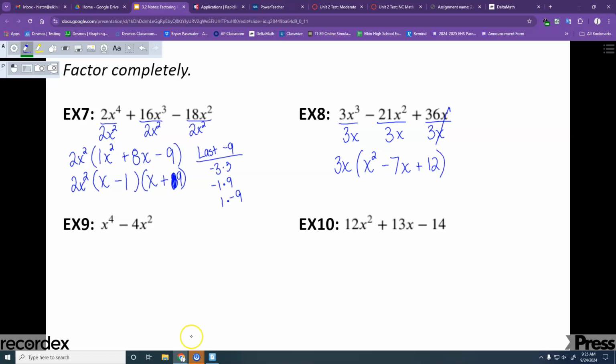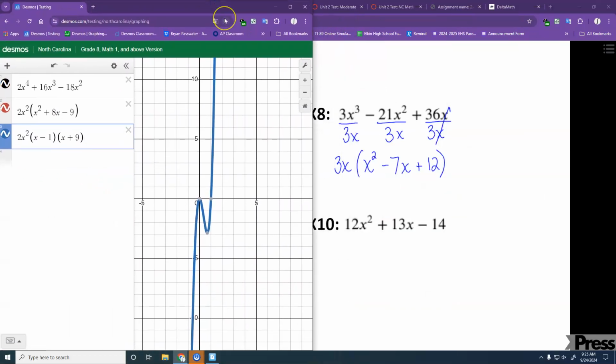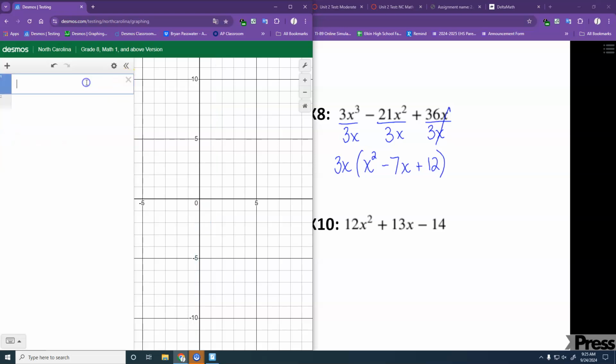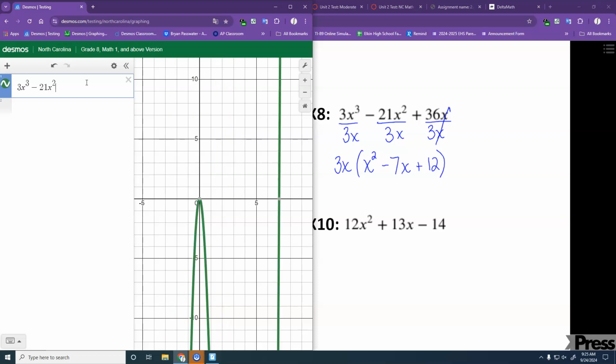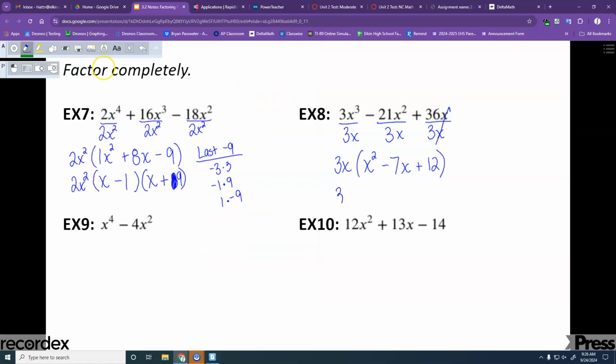Let's check. It's a good idea to check on Desmos to make sure you haven't messed up. You're not done, but I want to make sure I haven't messed up. So I've got 3x to the third minus 21x squared plus 36x. And then let's see, 3x times x to the second minus 7x plus 12. Okay, not done, but I haven't messed up yet, right? That part's right.